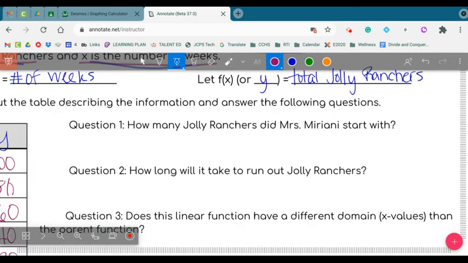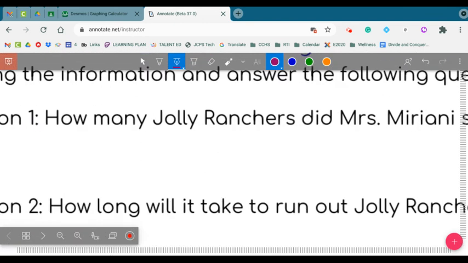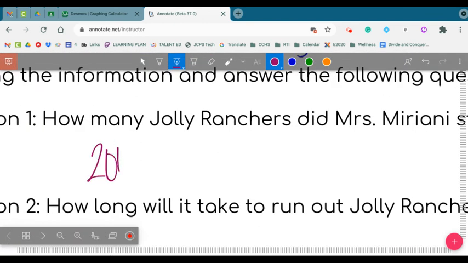So, how many Jolly Ranchers did Mrs. Mariani have to start with? She had 200 Jolly Ranchers.